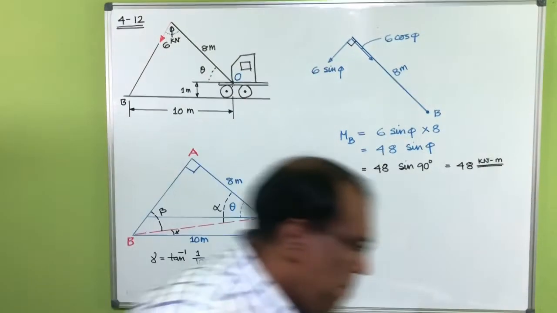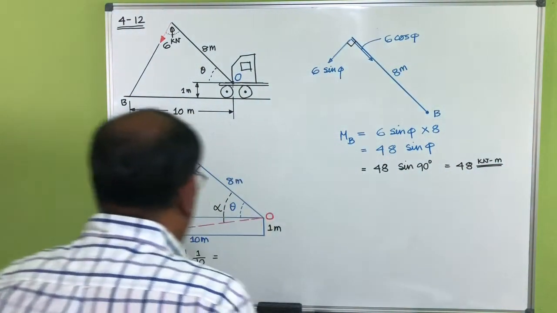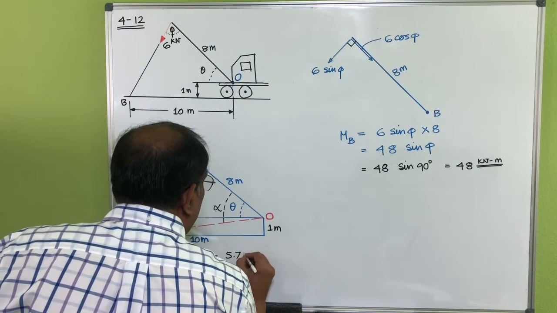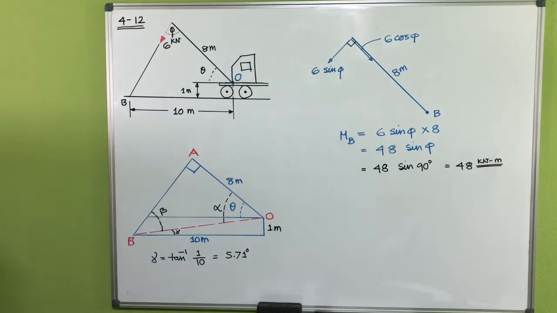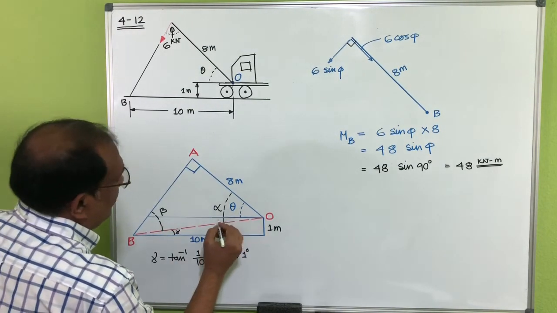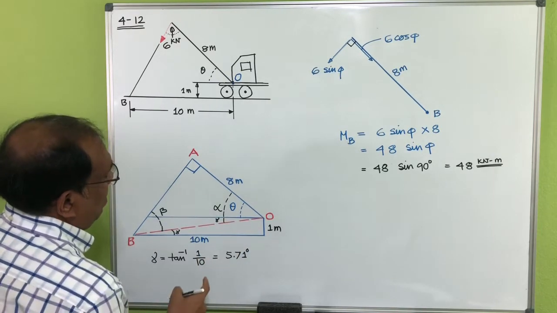That's actually 5.71 degree. Okay, so since this line and this line are parallel, this one is also your gamma here, okay?